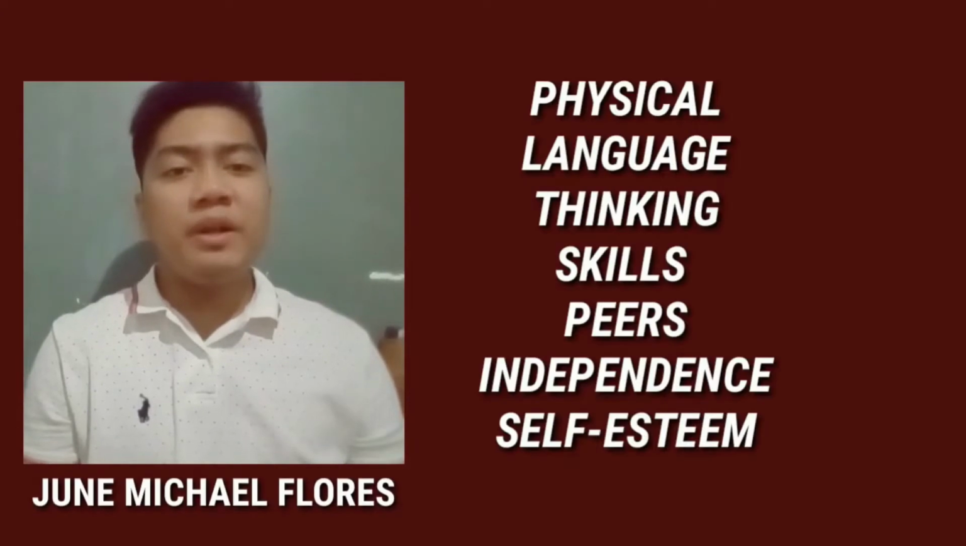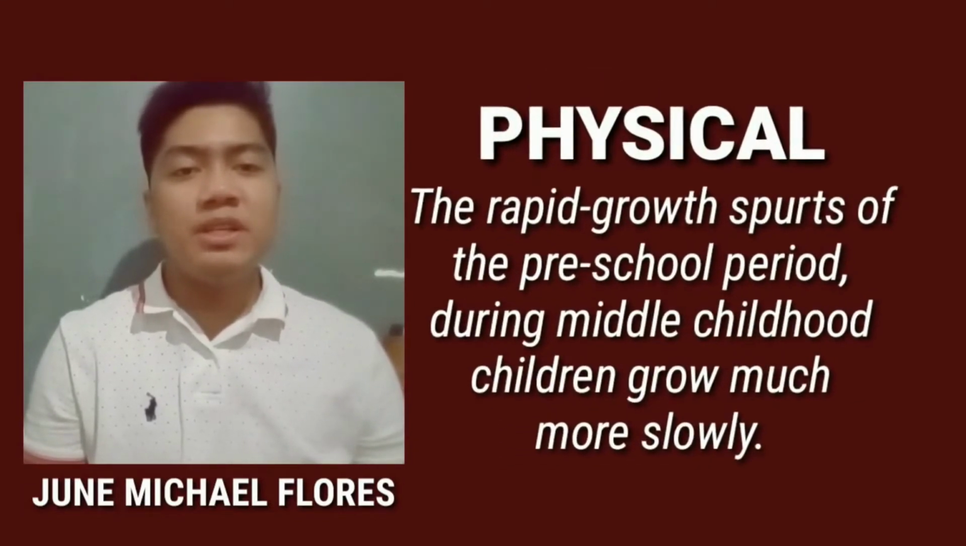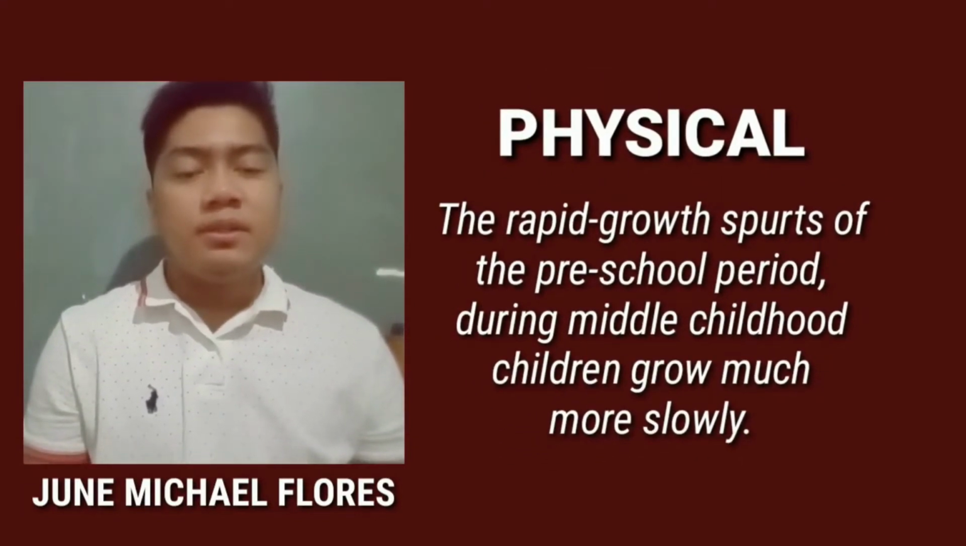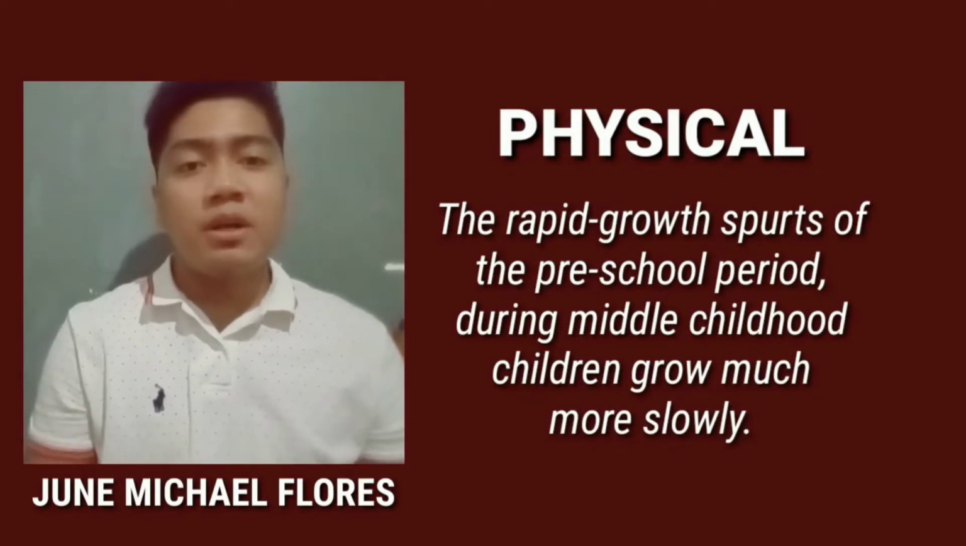So these are the developmental characteristics of primary school children. First, physical development. The rapid growth starts in the preschool period. During middle childhood, children grow much more slowly. The next rapid changes do not take place until the approach of adolescence.